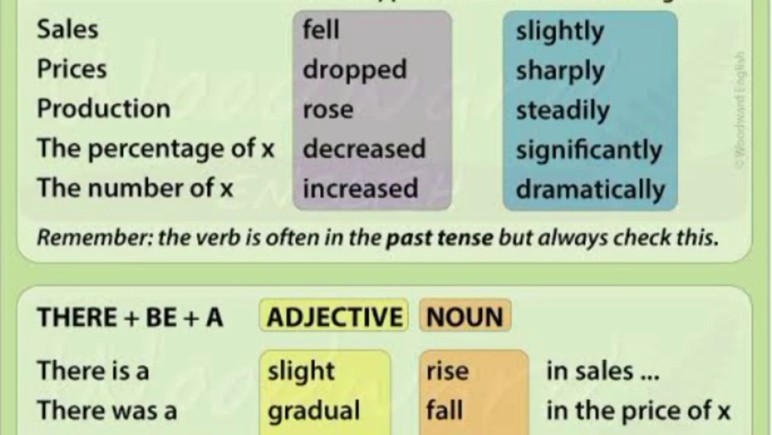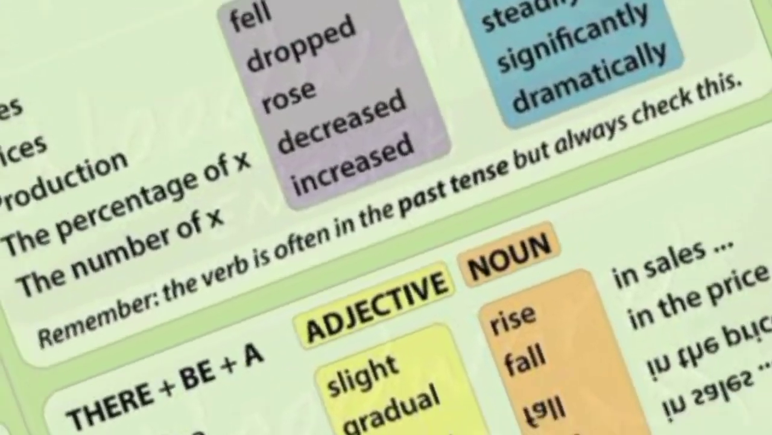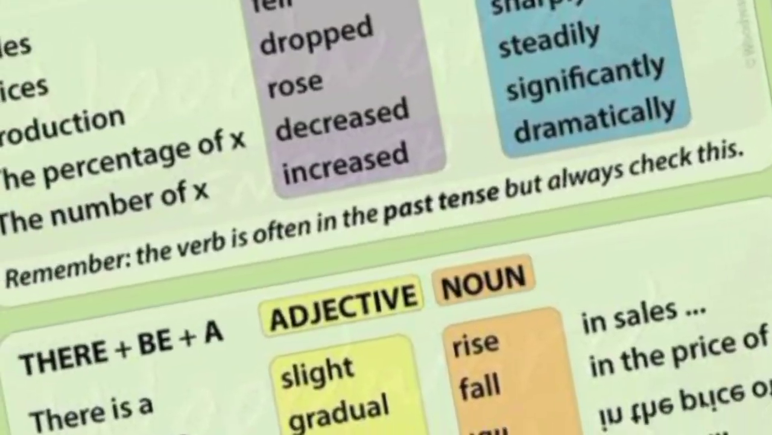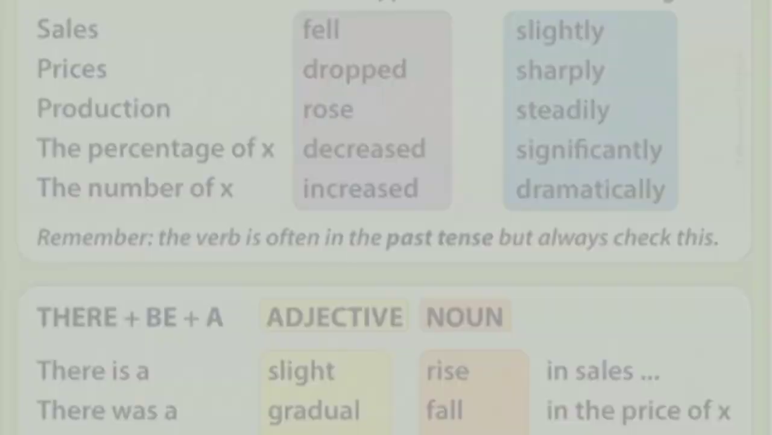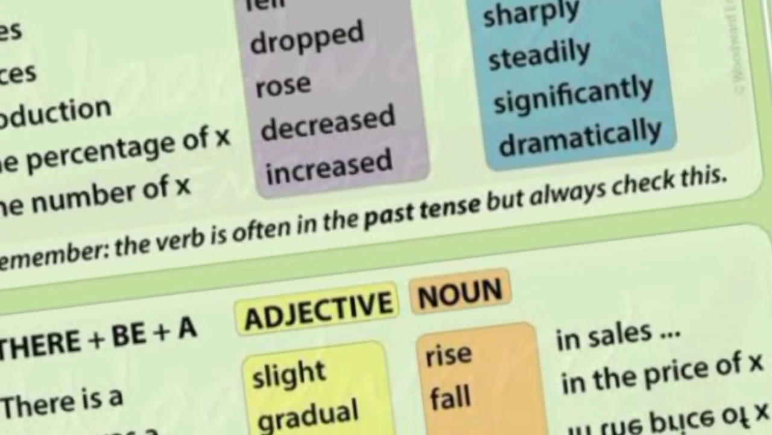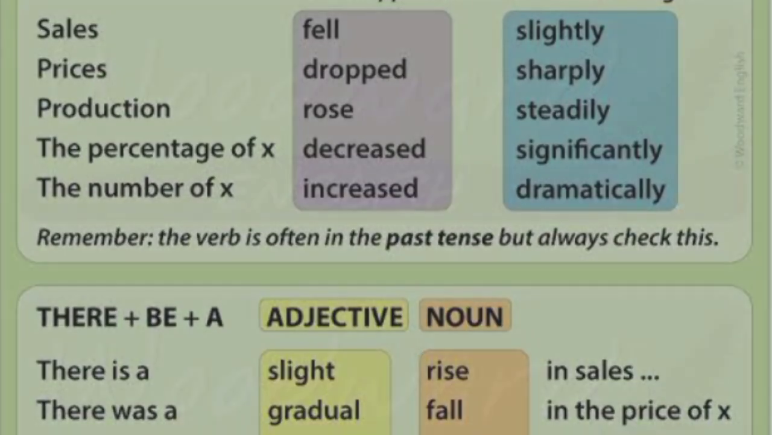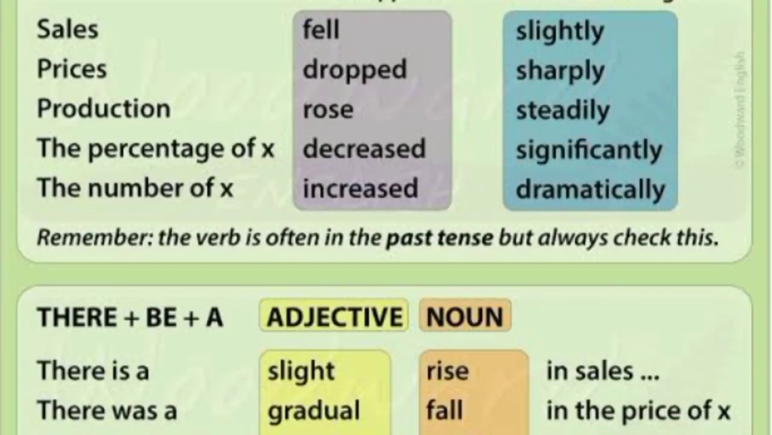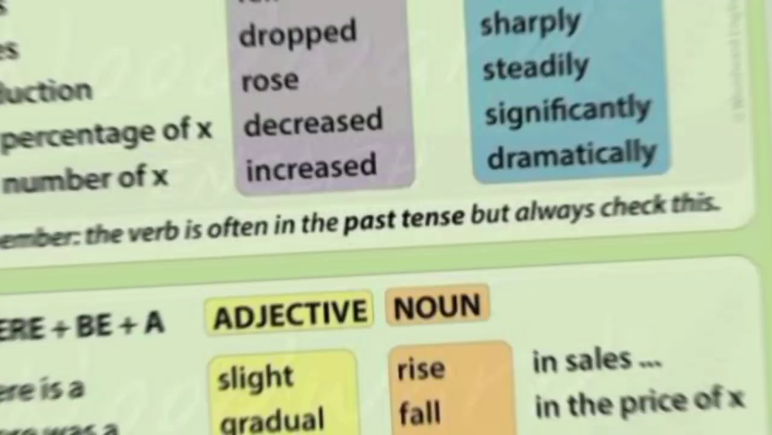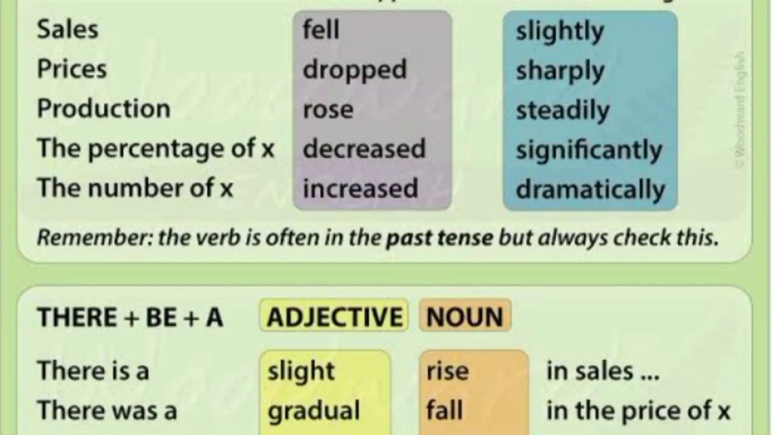Now in this picture you can see how you can use the verb, subject and adverb in a sentence. For example, subject sales, verb fell, adverb slightly: the sales fell slightly. Prices dropped sharply. Production rose steadily. In this way, you can use subject, verb, and adverb to describe the data that is represented, or explained, in the map or diagram or whatever you are supposed to do.